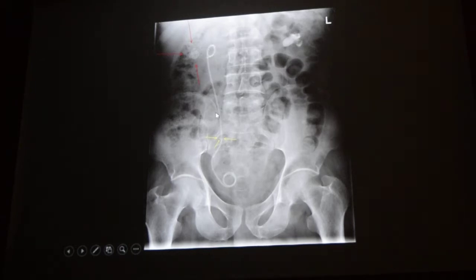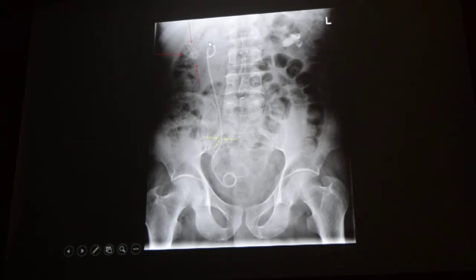Now, if you look at this, there's another structure here. What do you think this is? A stent. You see, there's a stent here. So you can identify a stent which is lying in the right collecting system. Obviously, this stent is in the collecting system. It is called a DJ, double J stent. The upper part of the J is in the pelvis, and the lower part of the J, that is why we call it double J, is curled up in the urinary bladder.